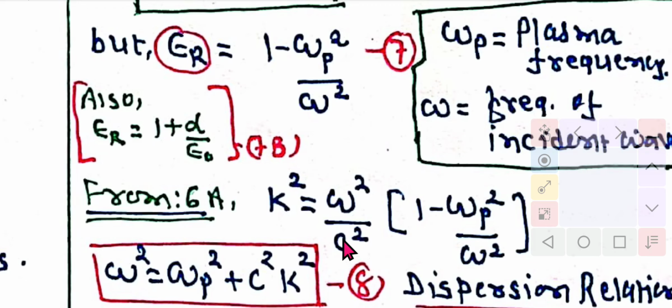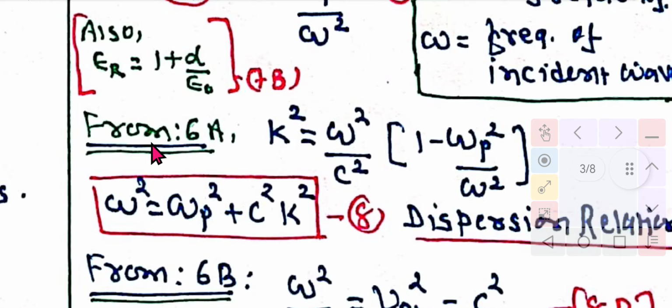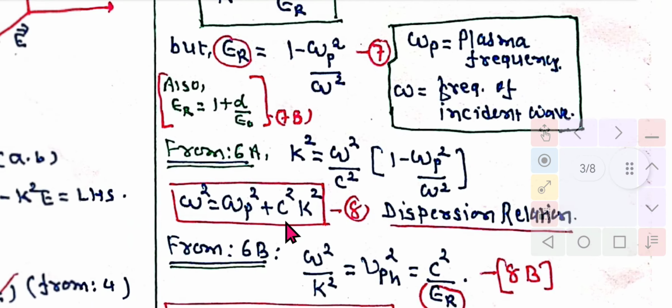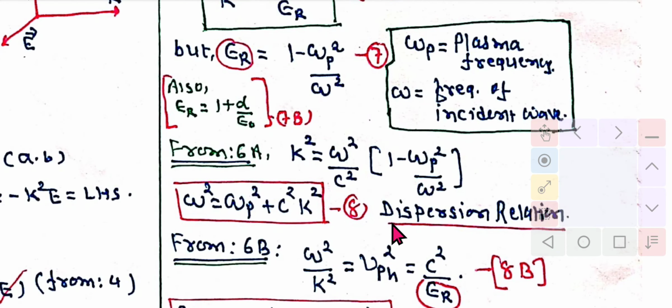Again, k square c square comes here and multiply this here. The simplified form is like this: omega square equal to omega p square plus c square k square. And this equation is called the dispersion relation for plasma for transverse oscillation. This equation can tell whether the wave will propagate in the plasma or not.